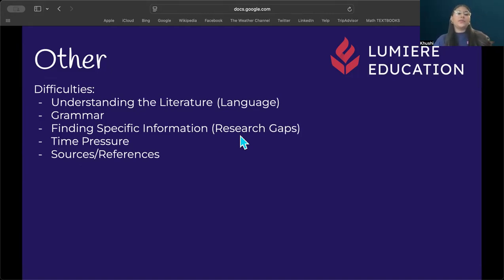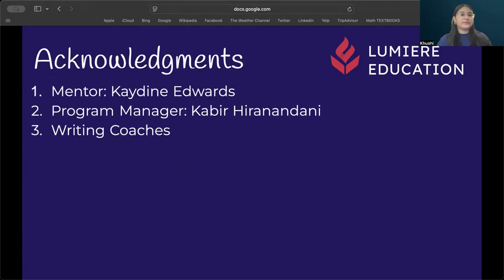Sometimes finding reliable sources and references within the timeline was hard, because I wanted reviews that were done in the last 10 years, to be more specific. So it was a little hard to find sources within the timeline that were also credible.